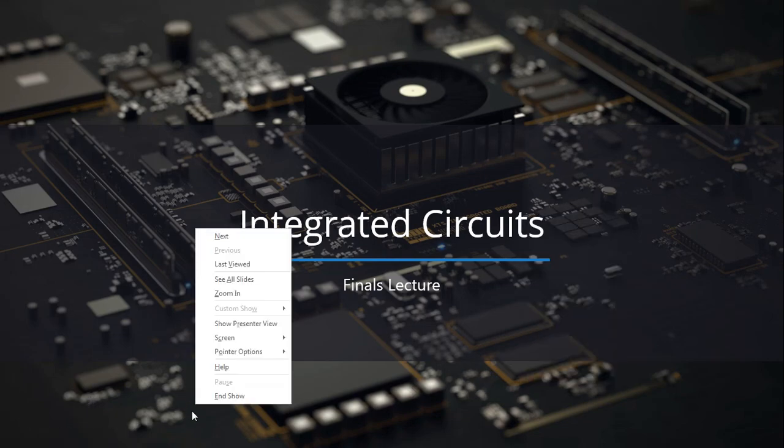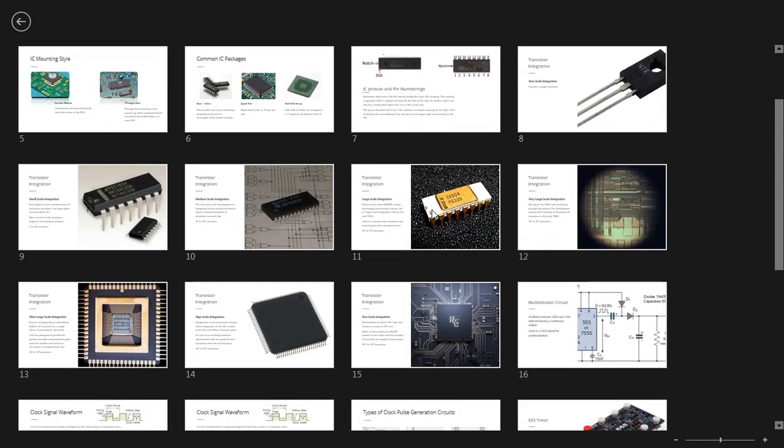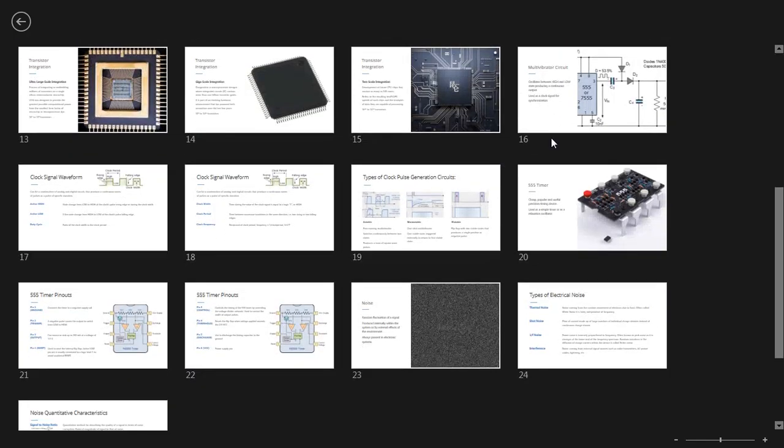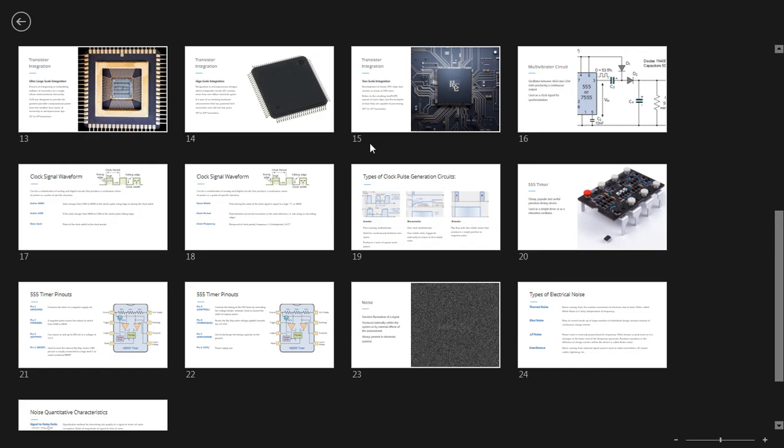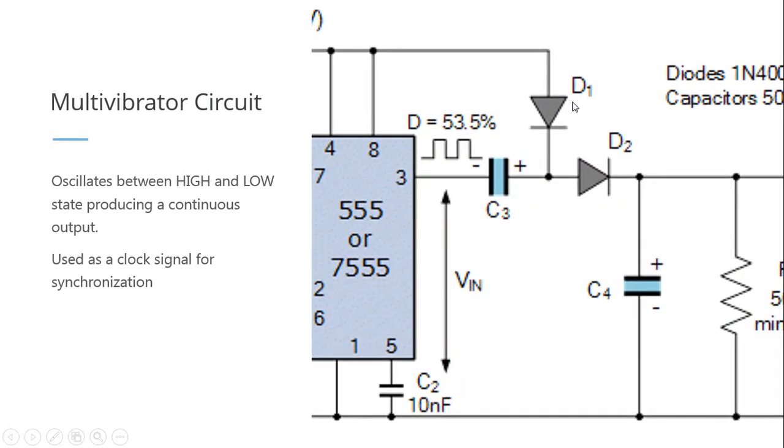So we were able to finish the types of transistor integrations up to the largest, which is terascale integration. So for today, let's now go into the discussion of a multivibrator circuit. So what is a multivibrator circuit? A multivibrator circuit, simply put, is a circuit that produces an output between high and low state.